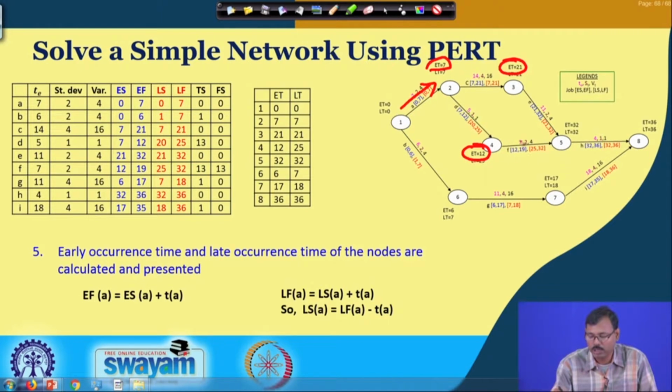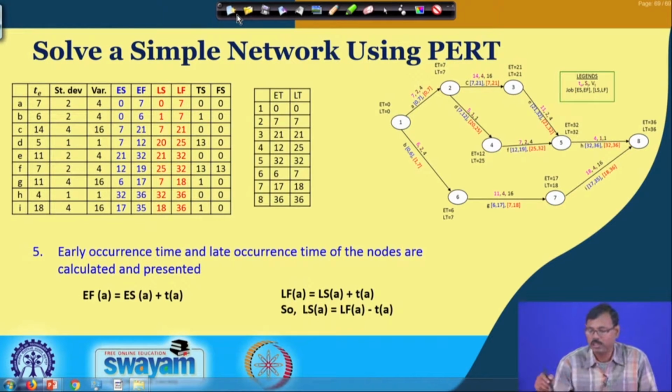Similarly, 7 plus 14 gives us 21 here, 7 plus 5 gives us 12 here, and 12 plus 7 is 19 coming here, but 21 plus 11 is 32 coming here. So the early occurrence time at this position, by completing both these jobs, is possible only at the 32nd day or 32nd hour, whichever it is. That is why the early occurrence time of this node is possible only at 32.